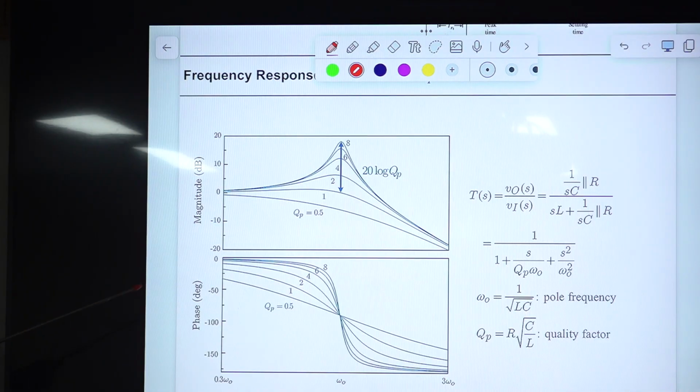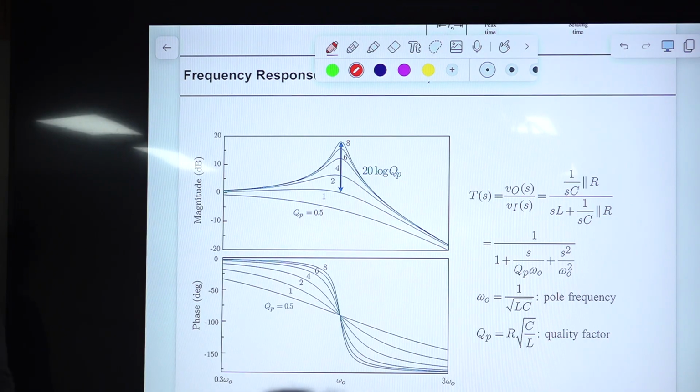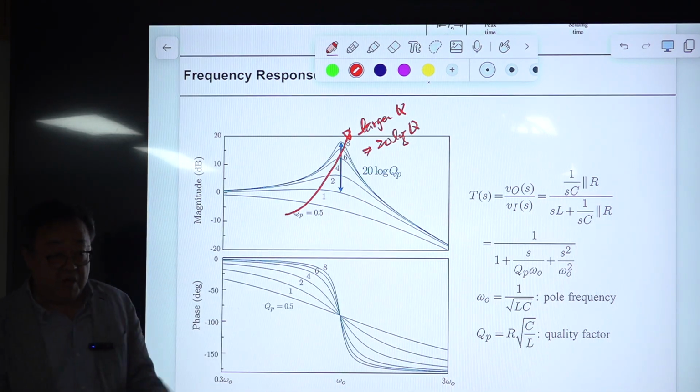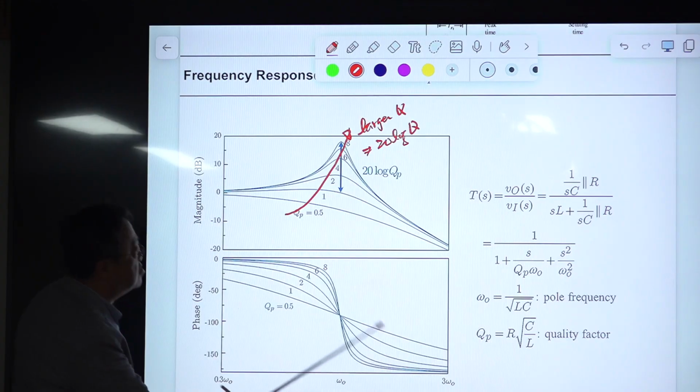So this is QP of .5 and 1, 2, 4, 6, 8, 10, like that. Then the QP becomes larger. So larger peaking implies larger Q. Then that means larger peaking. Okay, so 20 log Q peaking. This is the peaking, right? And if Q becomes larger, the phase change becomes steeper and steeper. Okay, if you increase Q, it becomes bulging up, and this becomes steeper. So this is the direction of larger Q.